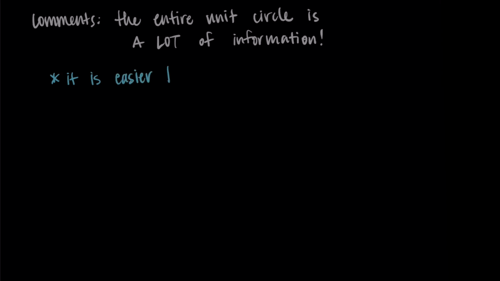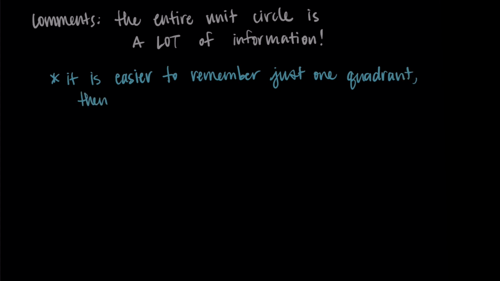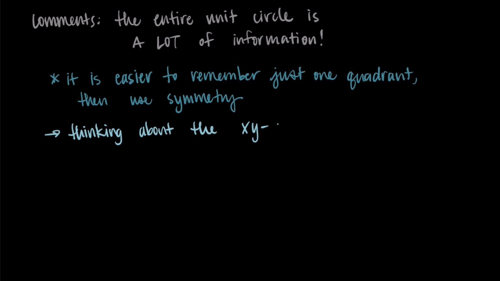So, okay, just some comments. As I mentioned, the unit circle is a lot of information. So I think it's easier to just remember one quadrant and then use symmetry to get the other ones. So once you have the first quadrant, you can just reflect it around to get the other angles. It's not too bad. We did this just now, and really it just felt like a lot more talking than I even needed because we just needed to copy the numbers in the right spots with the proper negatives.